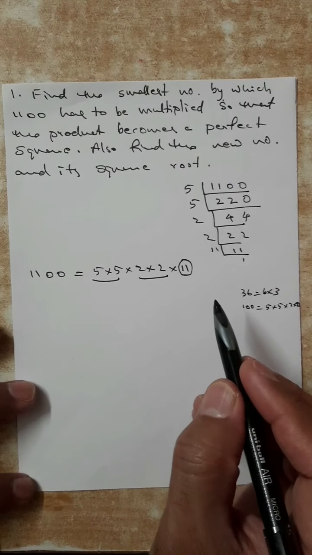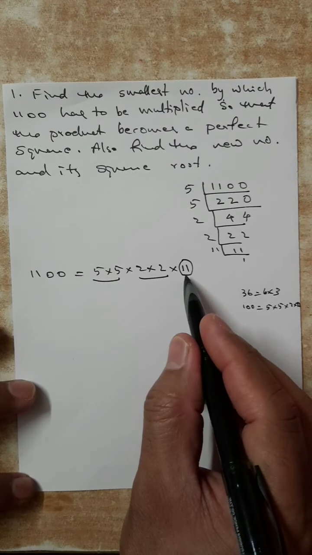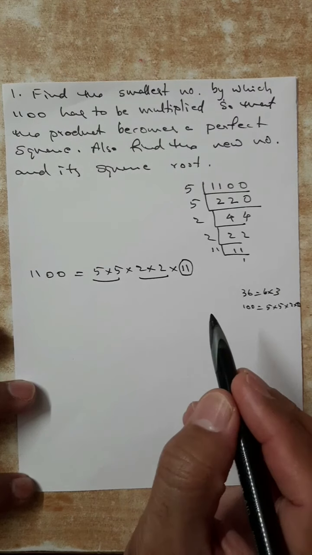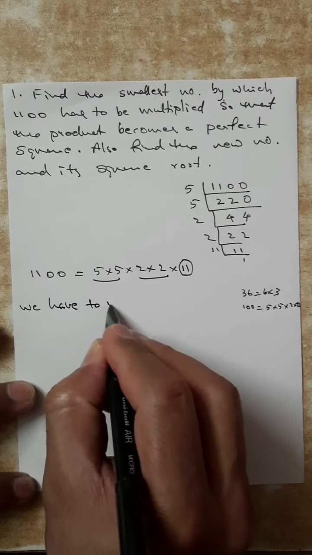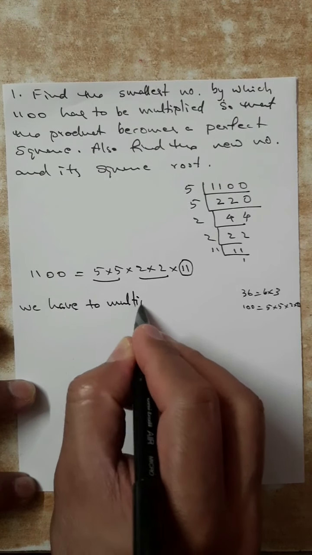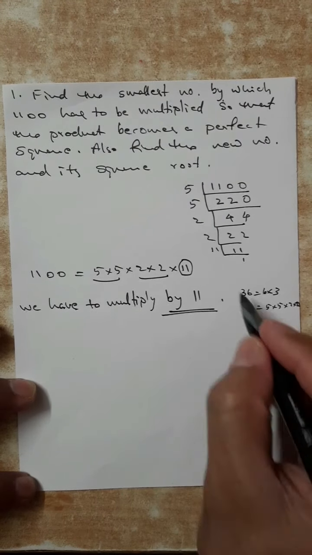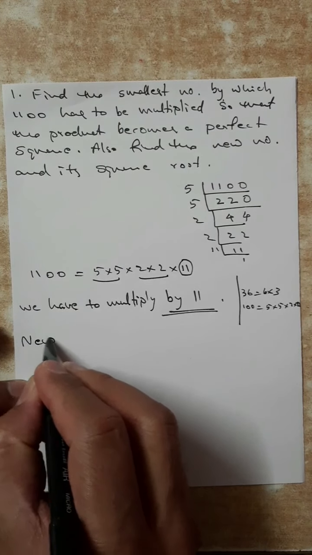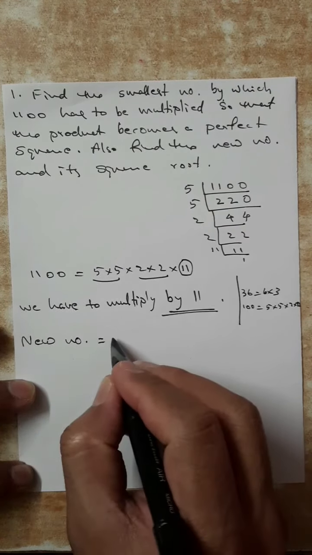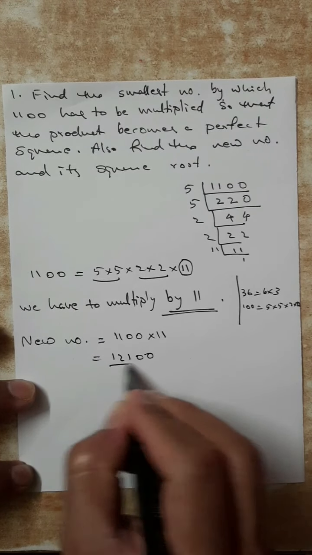Now the question is, by which number do we have to multiply? Simply we can say, we have to multiply with 11. One more 11 we have to give. We have to multiply by 11 to make this number 1100 a perfect square. They are asking for the new number also. 1100 into 11, 11 11s are 121, then 0, 0.